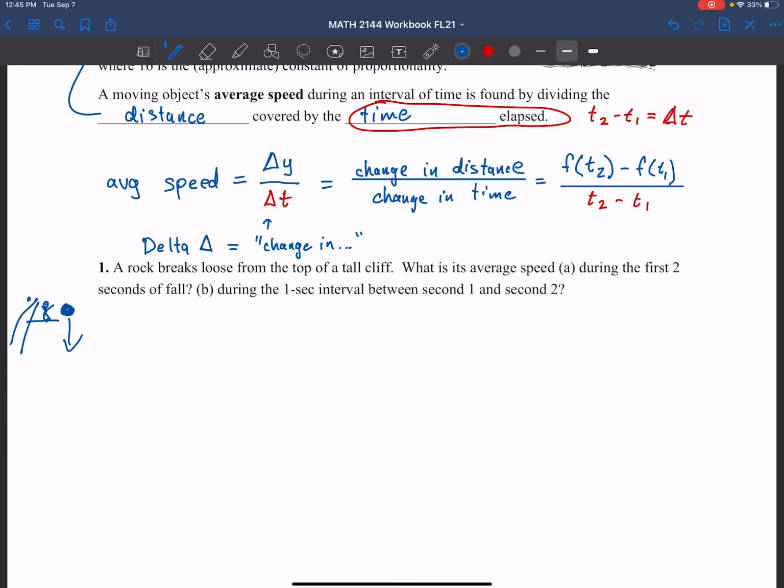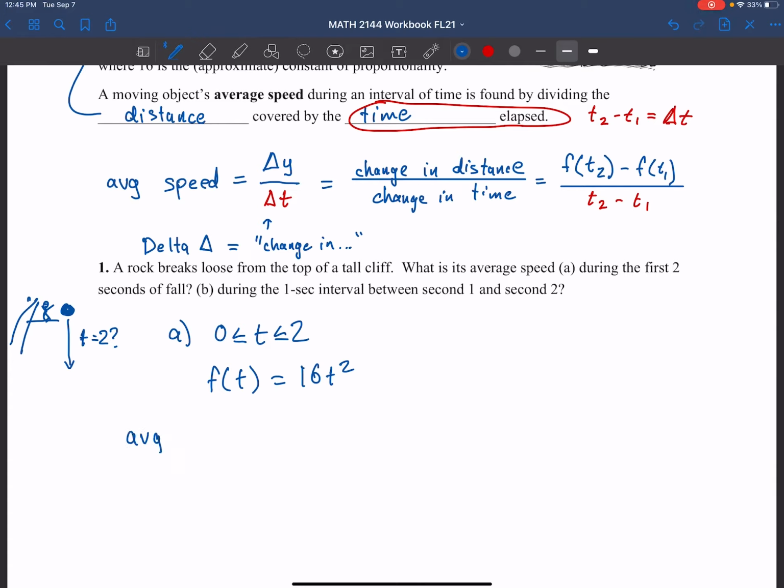Okay. What is the average speed during the first 2 seconds of the fall? So this rock is falling down here, and we want to know after 2 seconds, how fast is it falling? Well, let's think of part A. What we're given as our time interval is 0 less than t less than 2, during the first 2 seconds of the fall. It is free fall, so the function we're going to use is the one that we have above, 16t squared.